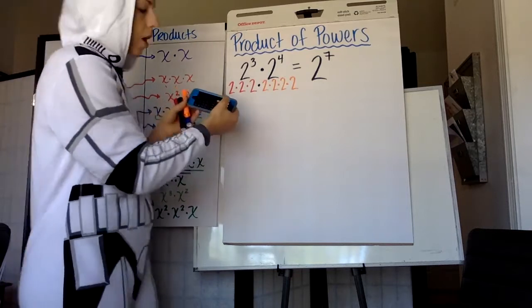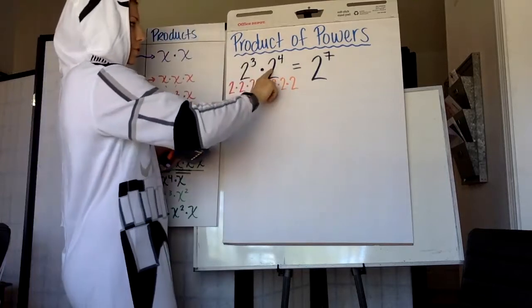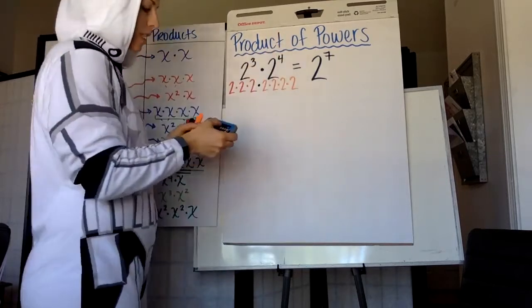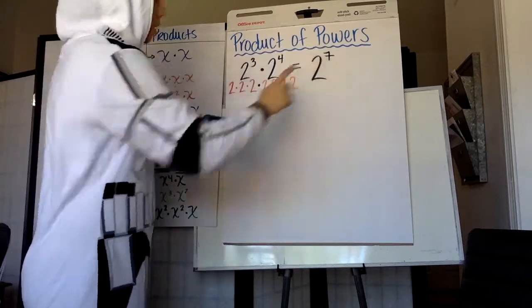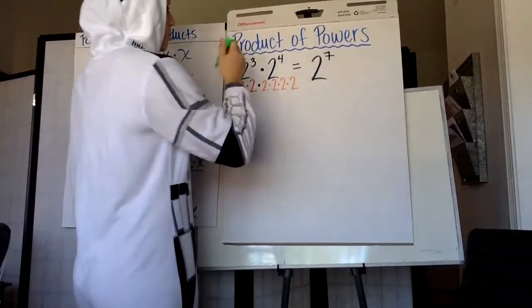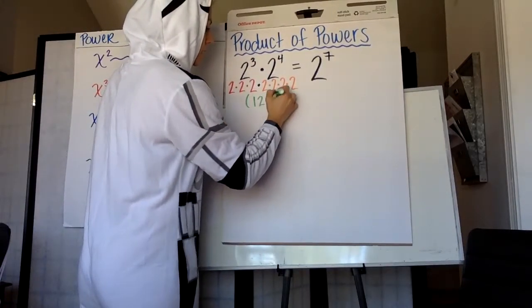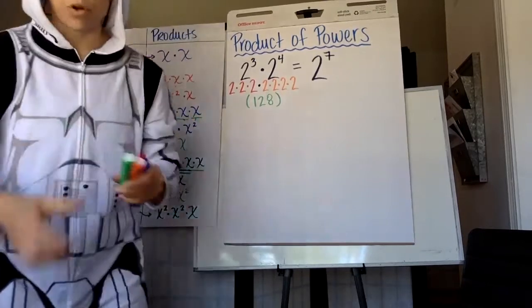And I got 128 as my answer. So 2 to the power of 3 times 2 to the power of 4 is 128. Well, let's check 2 to the power of 7. In fact, I'm going to write that down first. 2 to the power of 3 times 2 to the power of 4. This was 128, just so that I have that recorded.